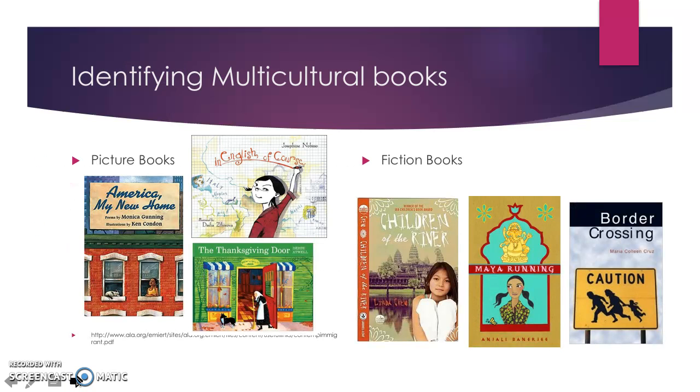It's important to identify good multicultural books. A source that we used was from the Library of Congress. Some of the books on this list are here. Picture books: The American, My New Home, in English, of course, and The Thanksgiving Door. Some fictional books on the list were Children of the River, Maya Running, and Border Crossing.